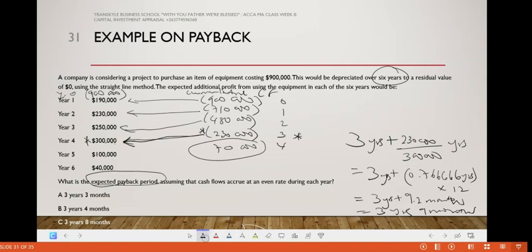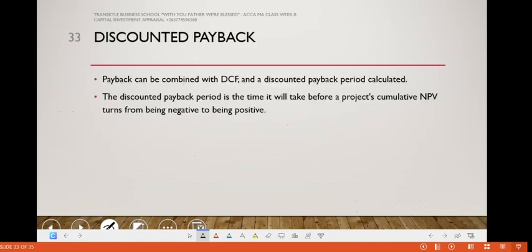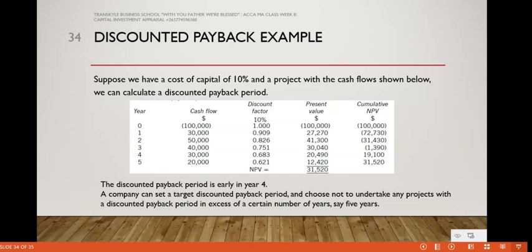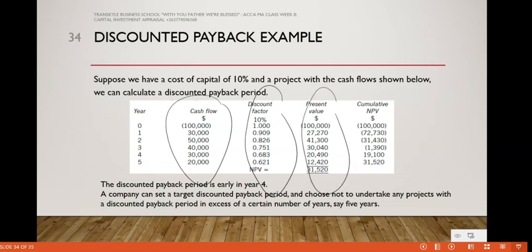Sometimes here we didn't consider the time value of money. So the payback period technique can be discounted as we did in the NPV. You can use the discounted cash flow techniques in payback period to consider the time value of money. In this particular example, the cash flows have been discounted at the discount rate of 10%. You can see that we have got the present value, and the NPV of this investment was 31,000, which was positive.